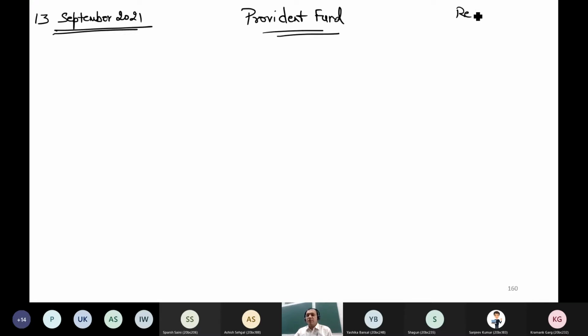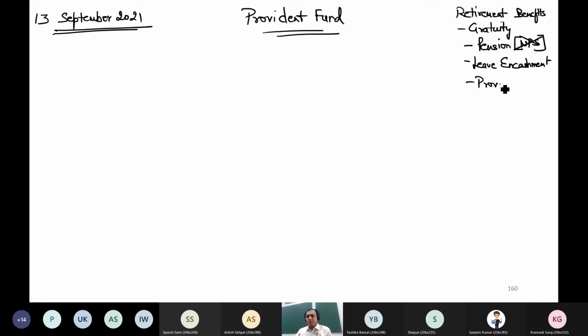Already, what types of retirement benefits in terms of taxation we have covered are gratuity, pension. Within pension, I have not yet covered the new pension scheme. NPS is pending, but apart from NPS, whatever was the tax treatment of the earlier pension scheme, that I have covered. Leave encashment. And now this is the Provident Fund.